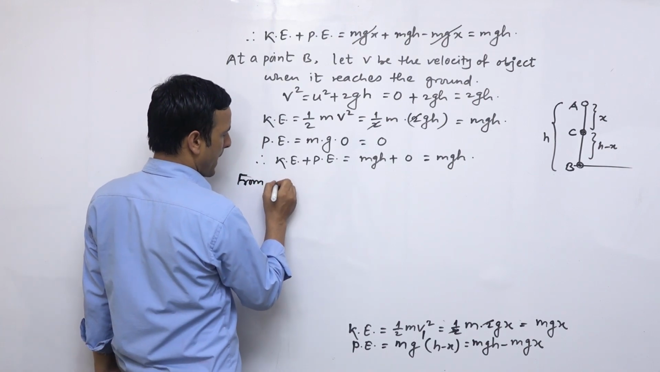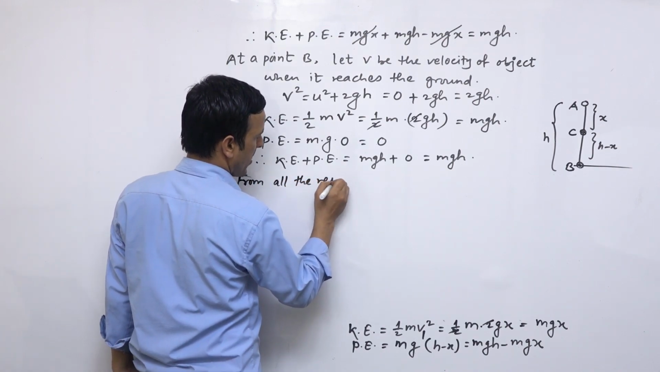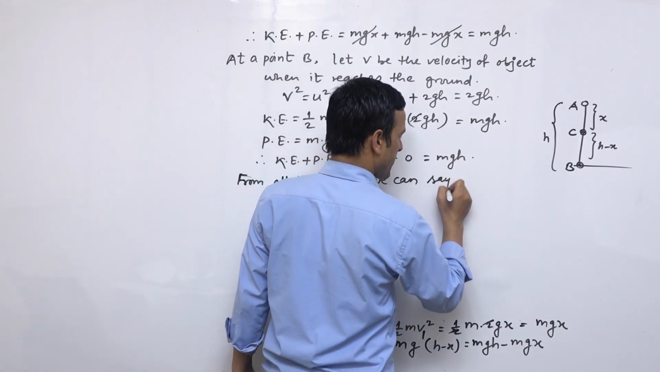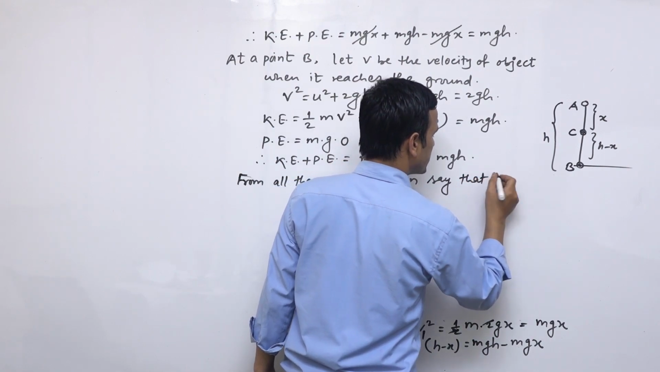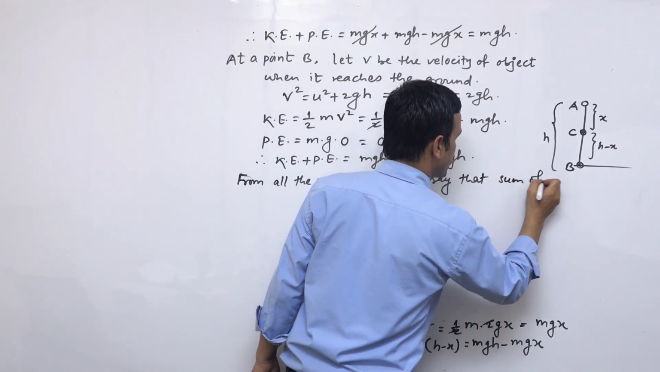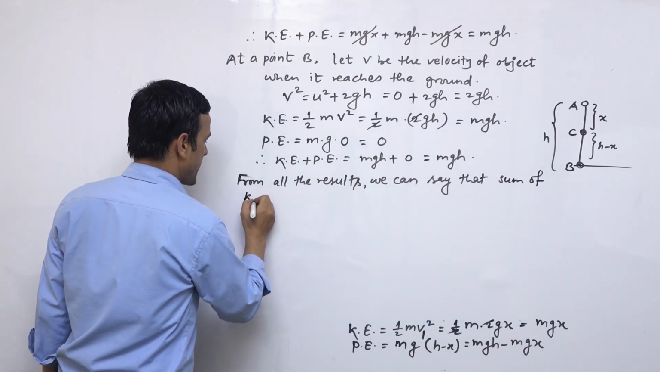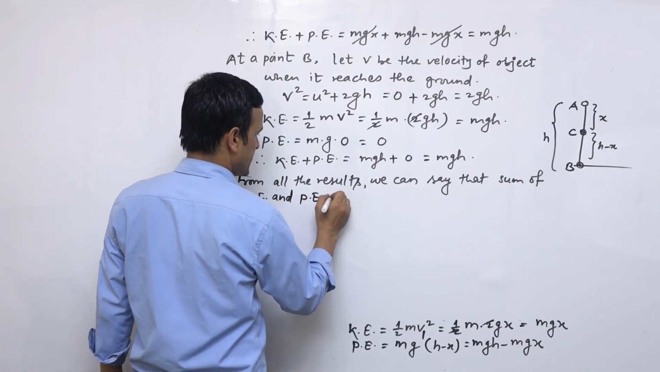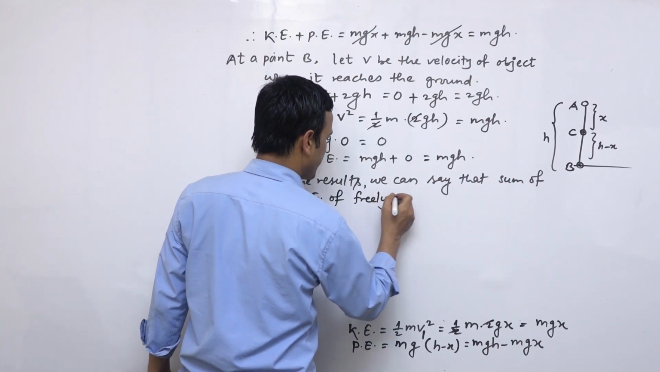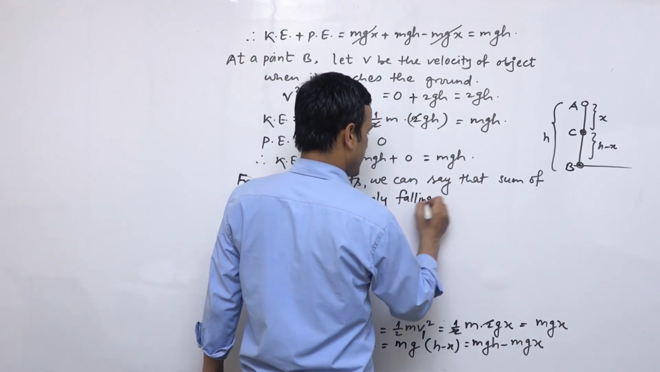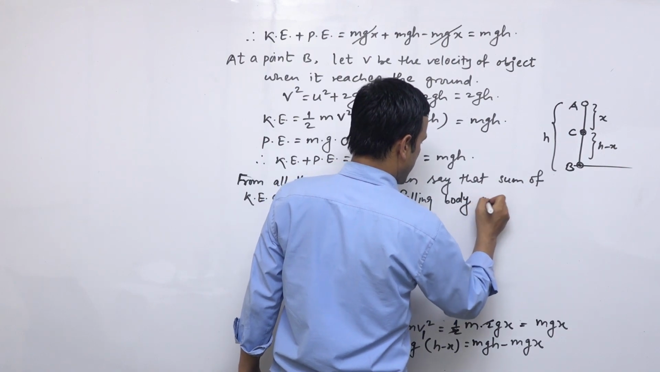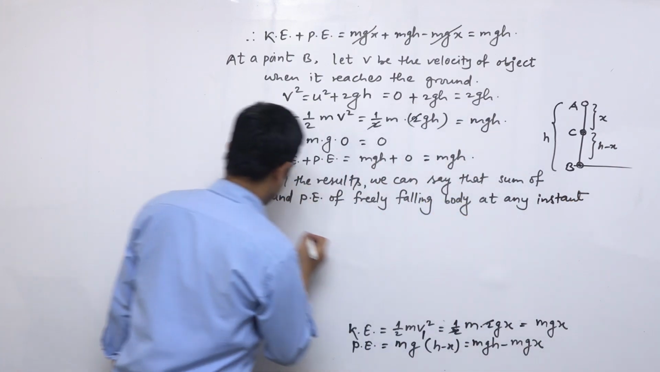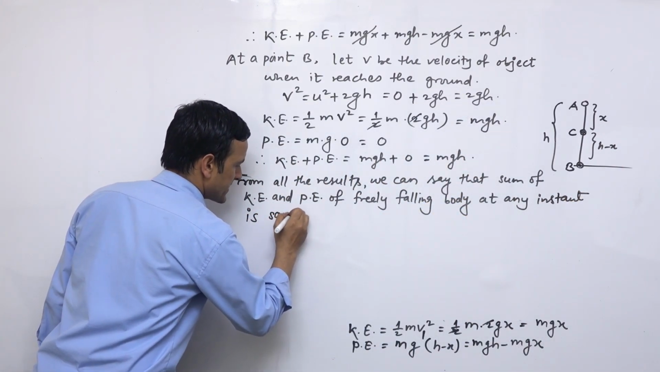From all the results we can say that the sum of kinetic energy and potential energy of a freely falling body at any instant is same.